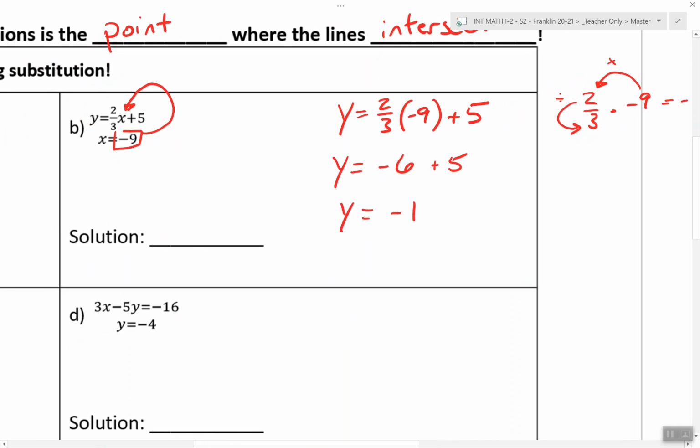So we know that our ordered pair, our answer, has x, which we were given, negative 9, and y is negative 1. So use the x value we were given from the beginning, and then we found the y value by substituting that value, negative 9, in for x.